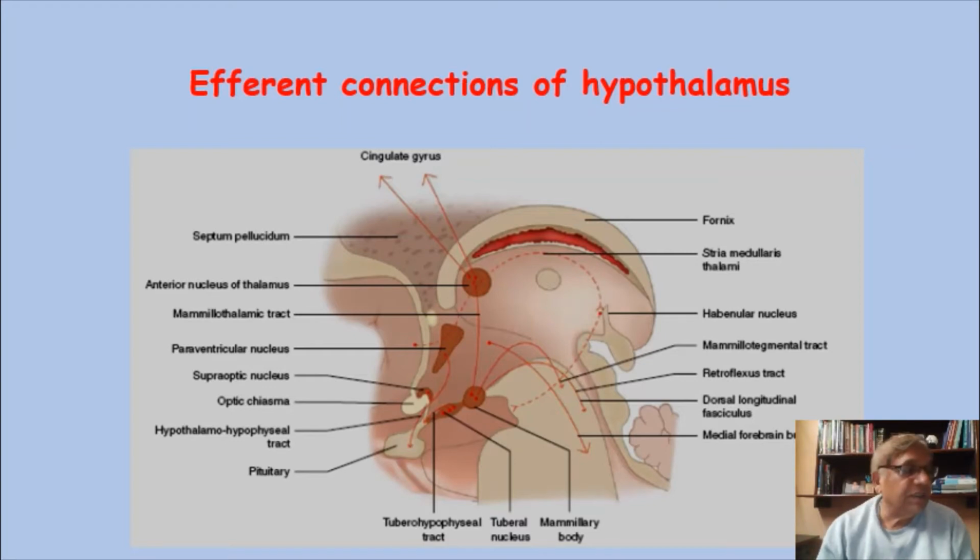Efferent will go to the thalamus. As I said, the thalamus was sending fibers from the anterior nucleus of thalamus, from the midline nucleus and the medial dorsal nucleus of the thalamus, and these fibers will go back to the thalamus and also to the tegmentum. So this will form two different bundles from the mammillary nucleus, through the mammillothalamic tract.